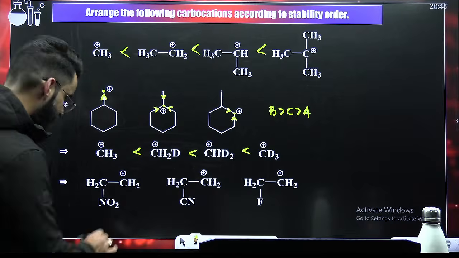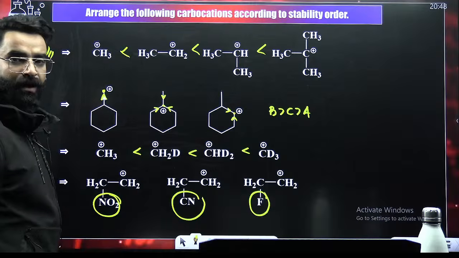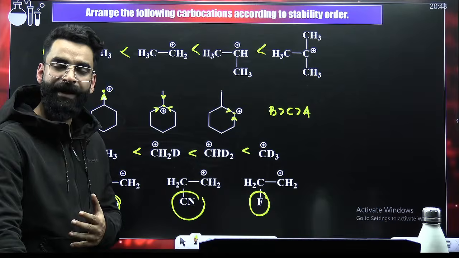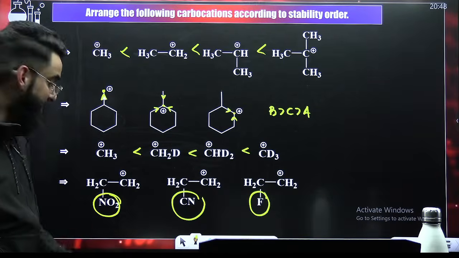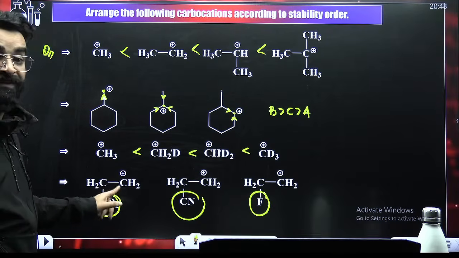If you talk about this one, nitro minus I, CN minus I, fluorine minus I. All these are electron withdrawing. If they are withdrawing, they are going to destabilize the carbocation. This is maximum withdrawing, so the stability of this carbocation will be least.